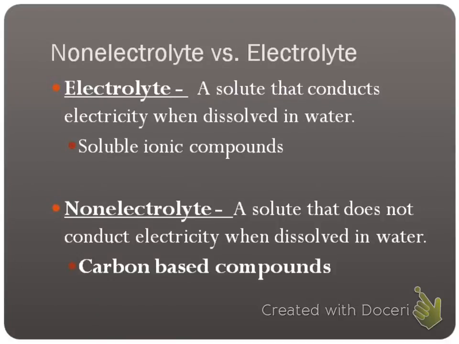Okay, so the one thing I'd have you add to your notes, if you have these definitions down, is just put soluble ionic compounds under electrolyte. So you guys know what things are ionic, right? It'd be anything with a metal combined with a non-metal. NaCl is the one we use consistently all the time.